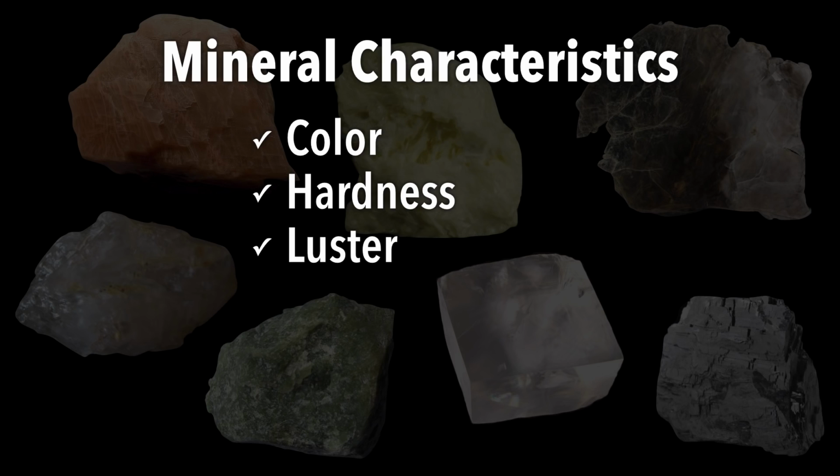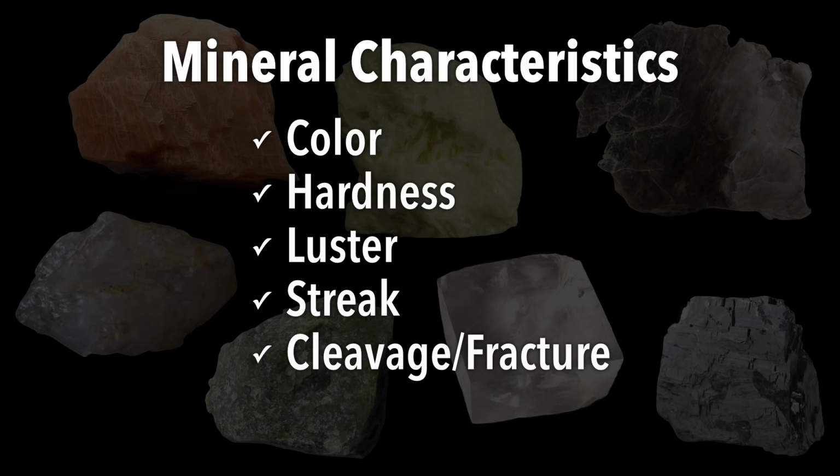We can also look at luster. The most simple luster is metallic or non-metallic. Streak would be the color of the mineral in its powdered form, and we would test that using a streak plate. Finally, we can take a look at how the mineral breaks. If it breaks predictably, we refer to it as displaying cleavage. If it breaks randomly, it displays fracture.